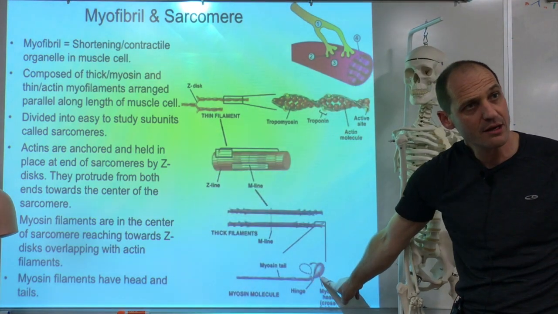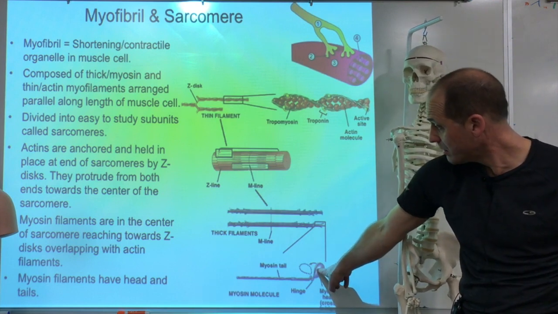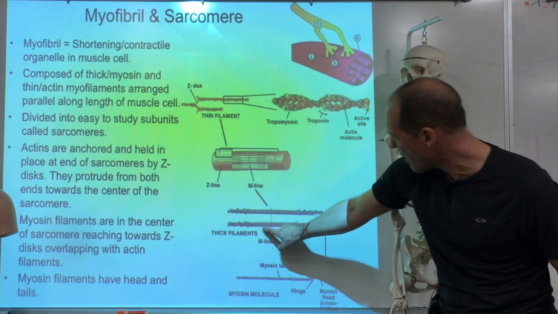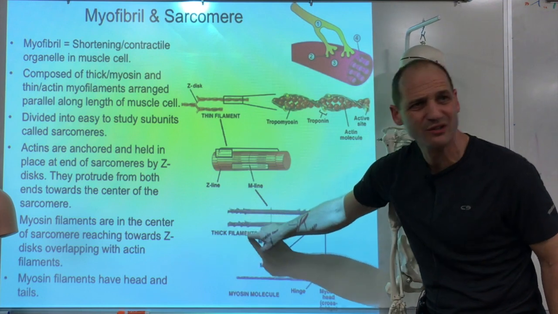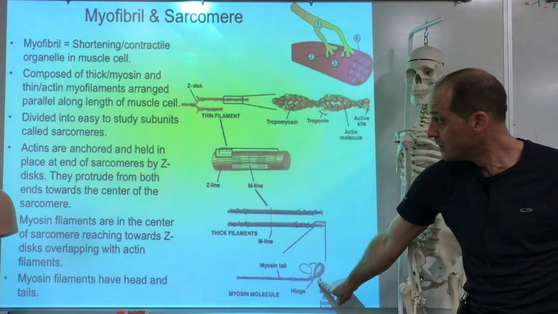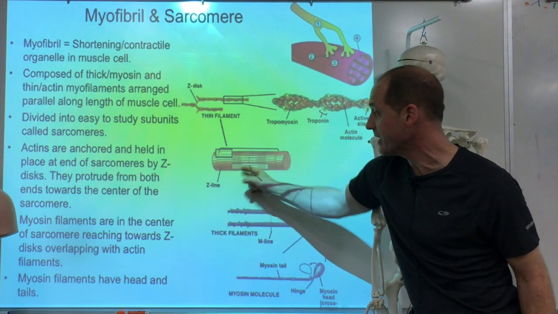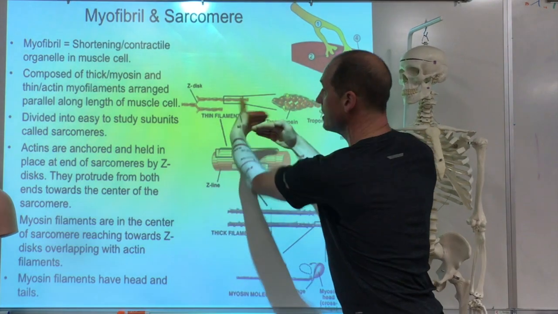See the head? It's like multiples of them, and the heads are sticking out, so it kind of looks funny. But if you take one out, it looks like that. And those are actually right here, from the center towards that Z line. So they overlap the other ones a little bit.